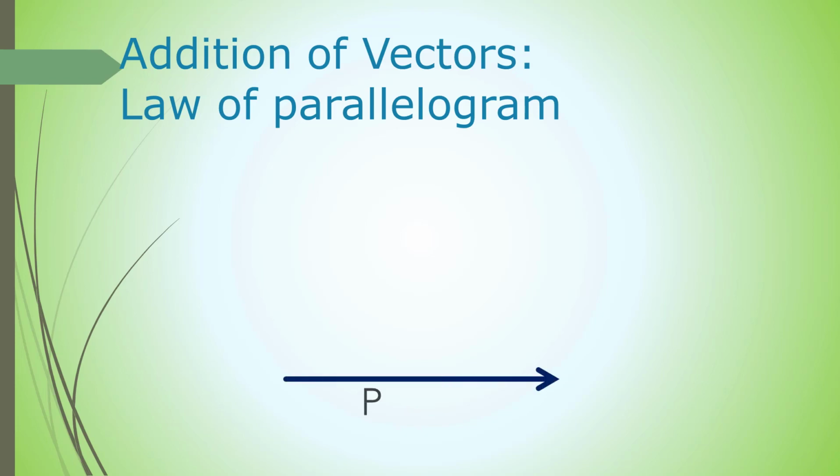So let's say we have a vector P. Okay, don't forget to put the arrowhead on the vector symbol, otherwise it will represent a scalar. And we have another vector Q. Okay, and we have to add these two vectors. Right now you can see that they have a common point. They are not representing the head to tail rule, because if it was the head to tail rule, then vector Q would be drawn like this, okay, with P.